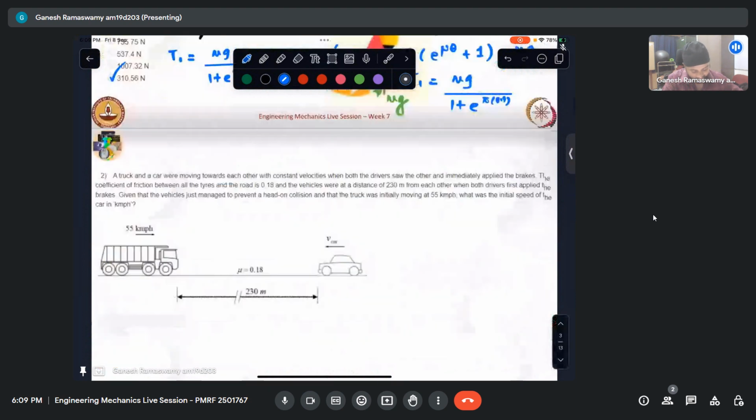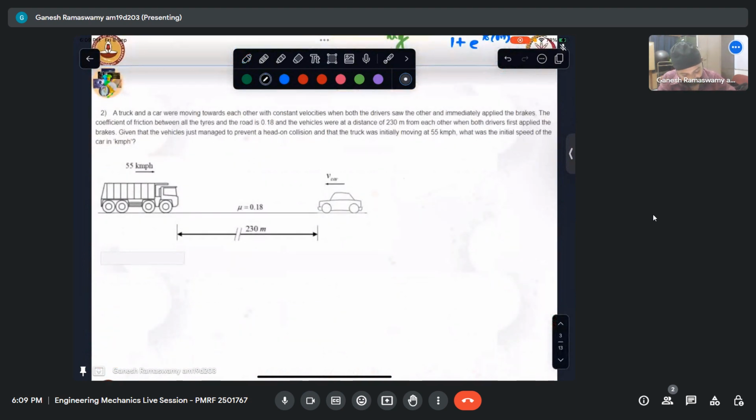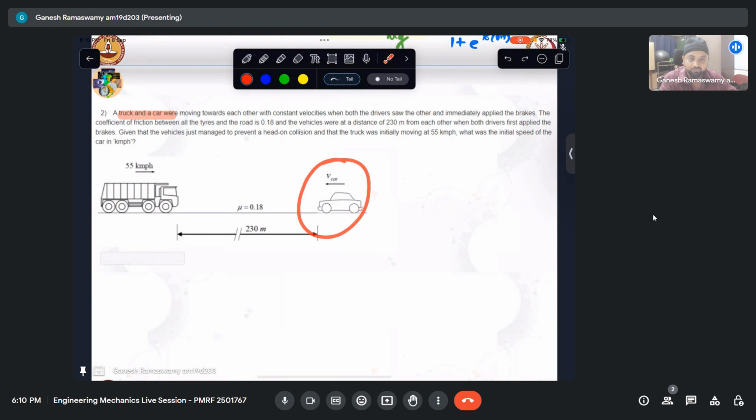So similarly, let us move on to the next problem. It is given that a truck and a car are moving towards each other. The truck is moving like that, the car is moving like that, with constant velocity. So this is key. The velocity is constant when both the drivers saw the other and immediately applied the brakes. Once we apply the brake, it is not that there will be a dead stop. Since this is carrying some momentum, it has to come to zero after traveling some distance. Same goes for the car also.